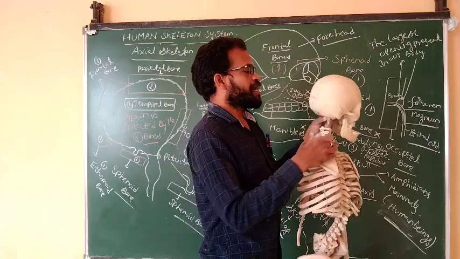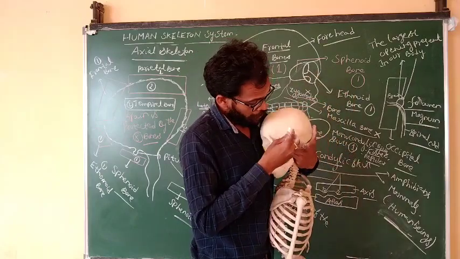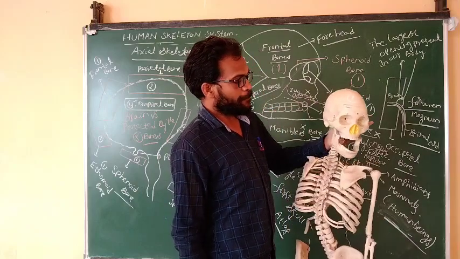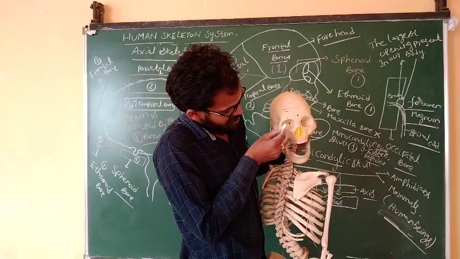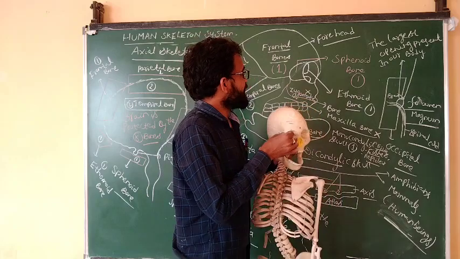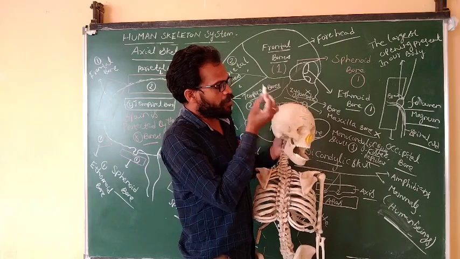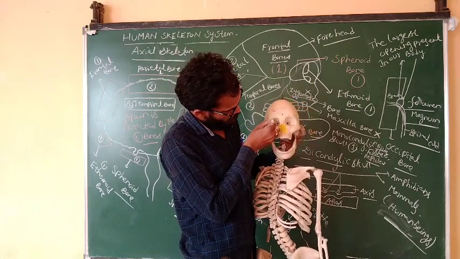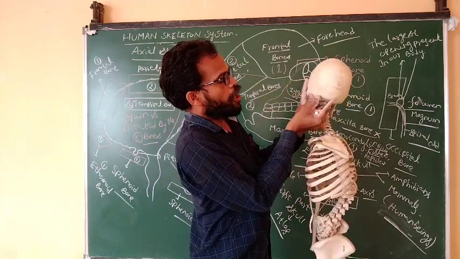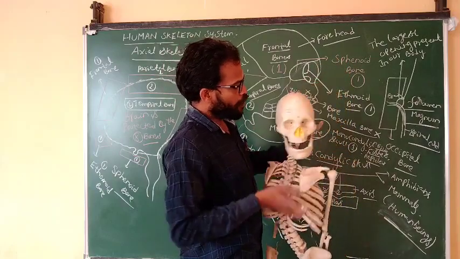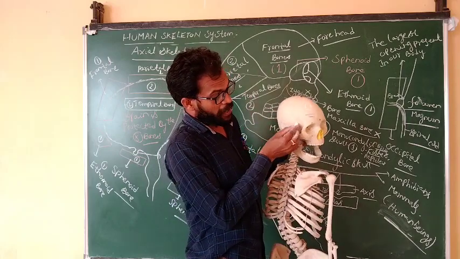Next, the lateral bones, that is nothing but the temporal bones. See here, 2 temporal bones. After the temporal bones comes the ethmoid bone. Next, the sphenoid bone. So we have the frontal bone, parietal bones, and occipital bone. Next, temporal bones, 2. Next, ethmoid bone, 1, and also the sphenoid bone, only one.